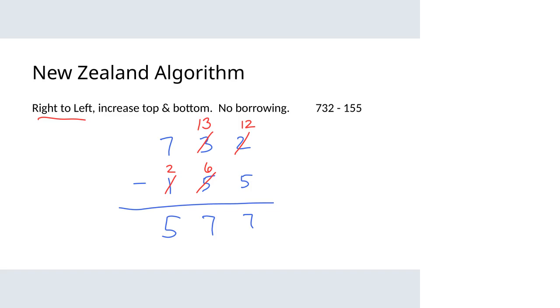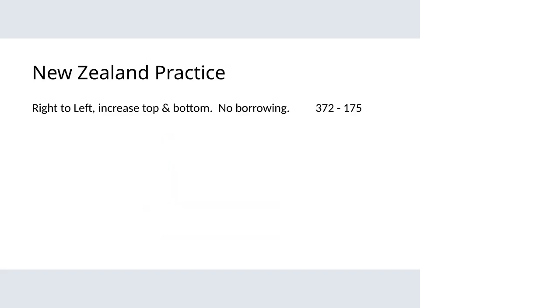Let's try another one, the New Zealand algorithm, because we don't do any borrowing. And we're kind of used to borrowing. So 372 minus 175, try this one. I'll give you a little time to try it with the New Zealand method, and then we'll do it together.